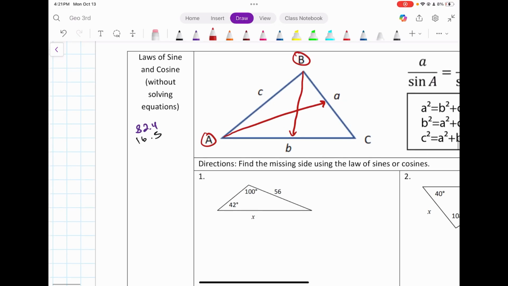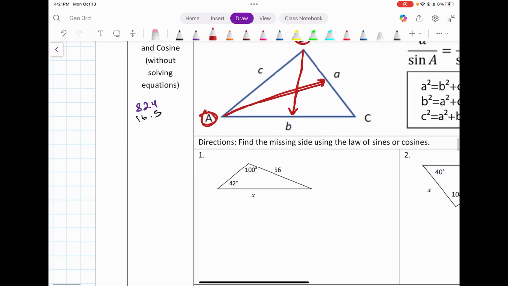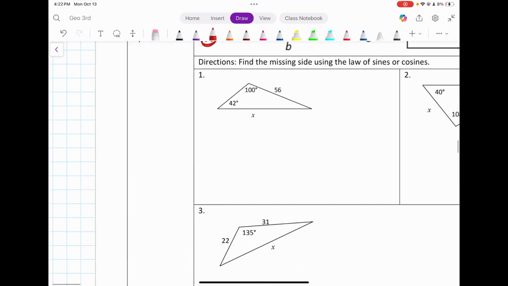So again, the law of sines, very easy to remember, says the sine of an angle, the sine of A, over its opposite side, little a, is going to equal the sine of B over its opposite side, little b, and that's going to equal the sine of C over its opposite side, little c. So very easy to use. We set up the equation like this.